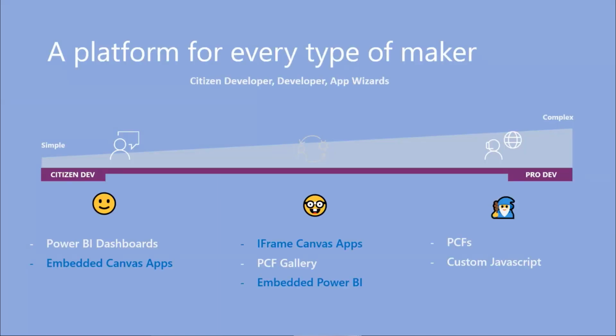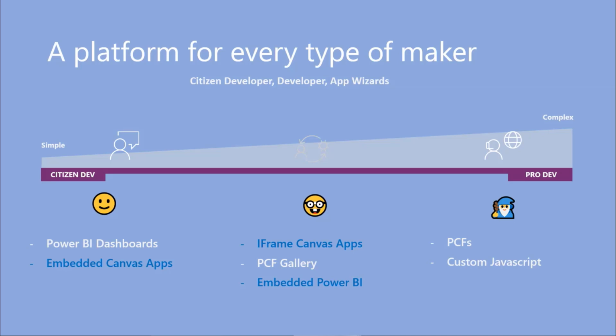And here I stole a claim from Microsoft: a platform for every type of maker. And I think that's something which is getting more and more true. Microsoft is adding a lot of stuff for different personas, like the citizen developer, the maker developer, or app wizards, or really pro types of developers who also bring a lot of Azure in, for example.